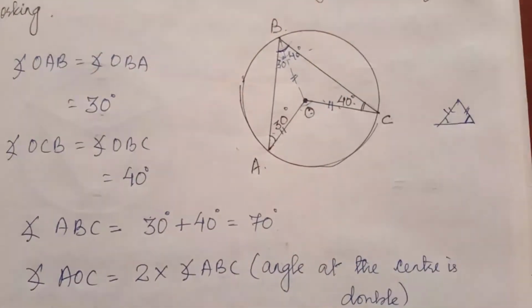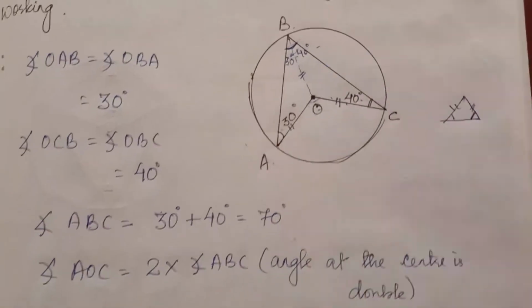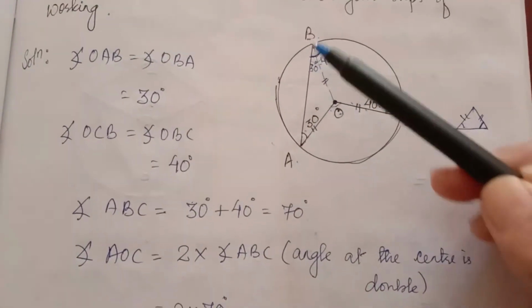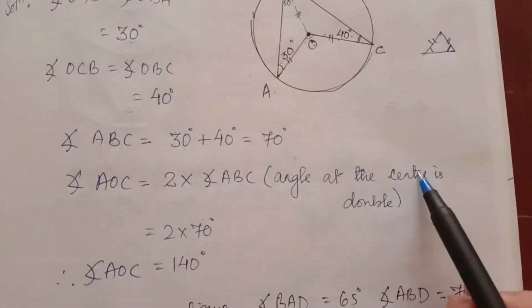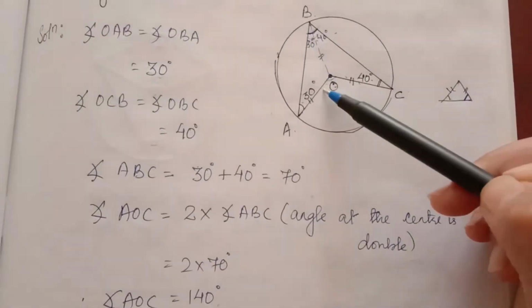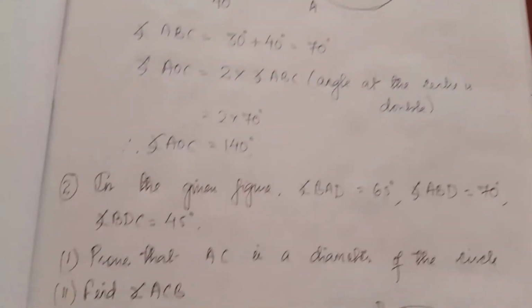Now we know the angle at the center is double this angle. So angle AOC will be twice of angle ABC, because the angle at the center is double. So 2 into 70, 140 degrees. This angle is 140 degrees.